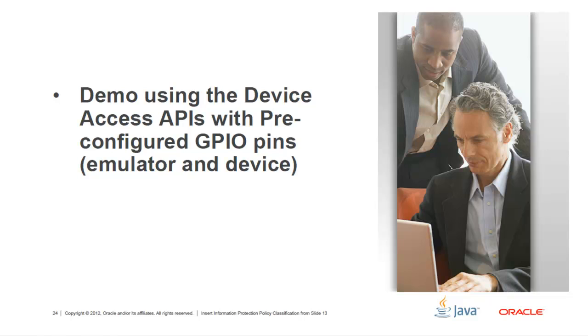So the demo was good, just to make sure that everything was working properly with the emulator, with NetBeans, with the device, but it's actually not a very exciting demo. So let's use the Device Access API to really get some excitement here. There are some pre-configured GPIO pins on the board. So let's start with that, and let's run it again in both the emulator and the device.